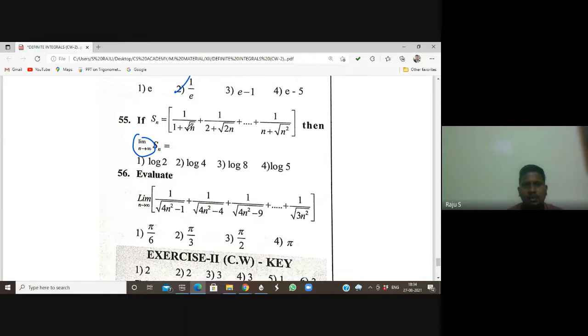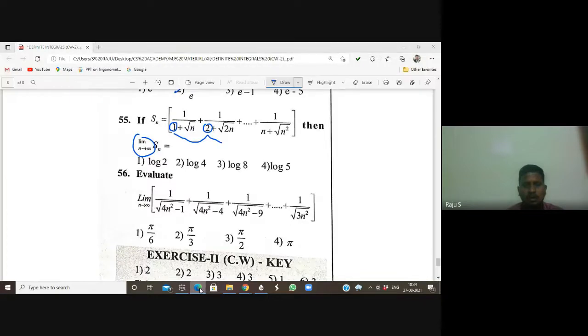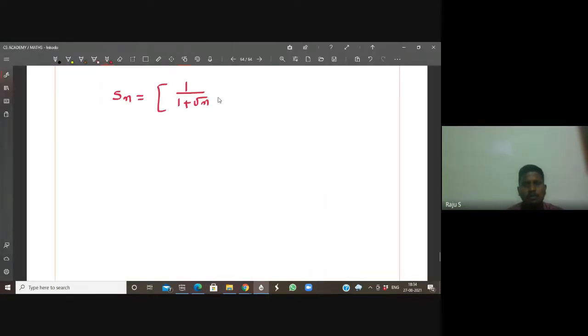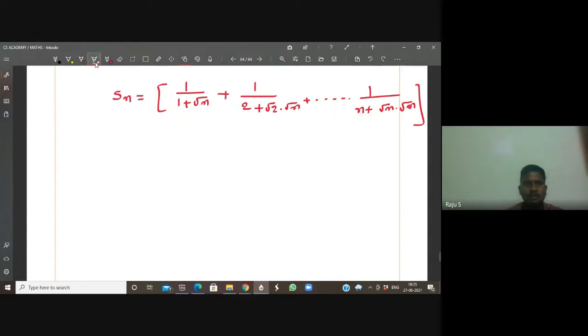1 by 1 plus root n. See, what is the value you are changing? 1, 2, this value is changing. Root n is okay. The question is, what is Sn, students? Sn is equal to 1 by 1 plus root n plus 1 by 2 plus root 2 into root n plus and so on up to 1 by n plus root n square. Shall I write root n square as root n into root n? When you observe, what are the values changing here?